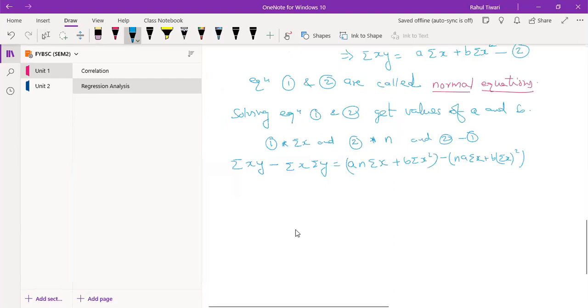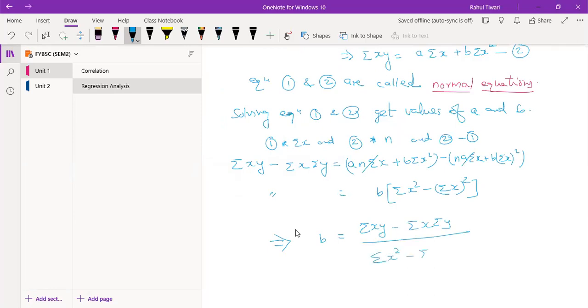So what? This will get cancelled. What is remaining? b times n summation x square minus summation x whole square. And here it will be the same. Implies what? b will be what? What is your b? It is this quantity divided by this quantity. Summation xy minus summation of x, summation of y, whole thing divided by summation of x square minus summation of x, whole square.